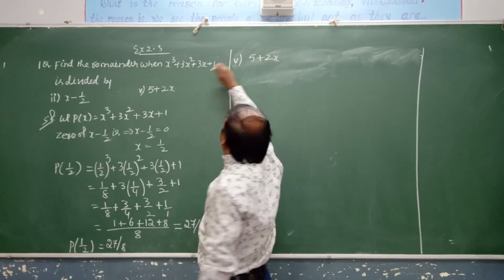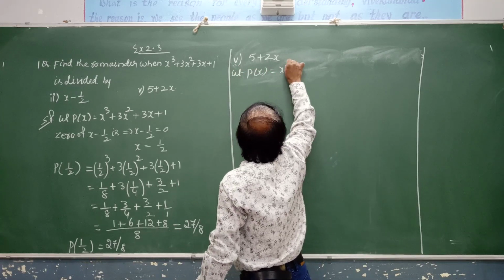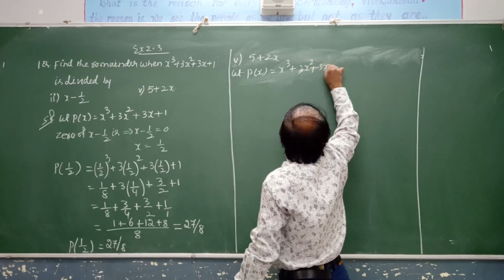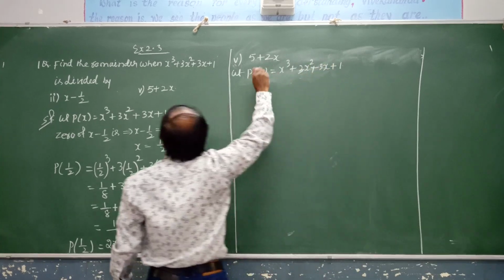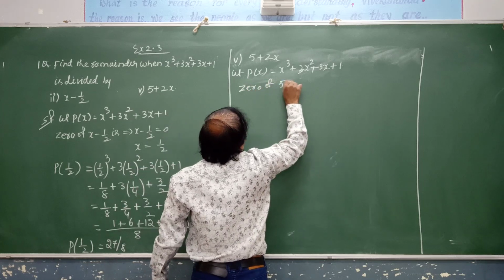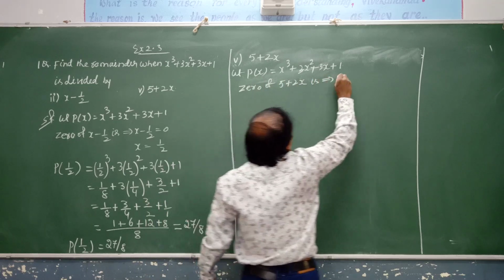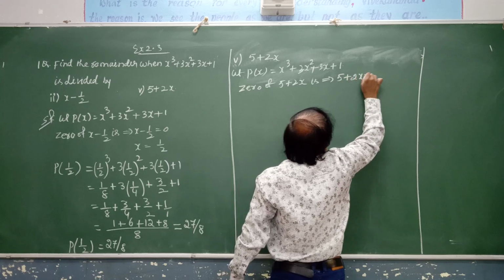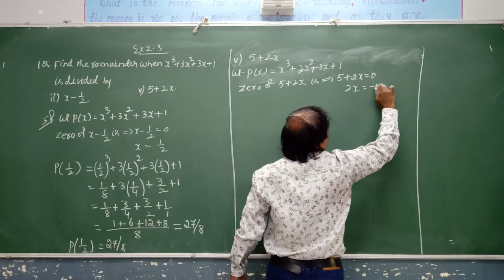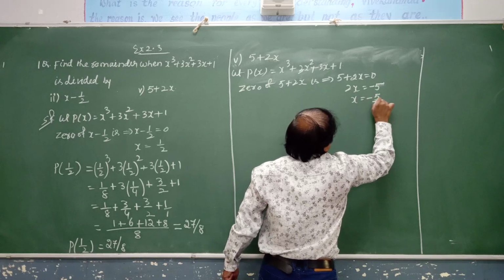Again the polynomial is the same, that is p of x. Let p of x be equal to x cube plus 3x square plus 3x plus 1, as we are finding the zero of 5 plus 2x. The zero of 5 plus 2x implies 5 plus 2x is equal to 0, then 2x is equal to minus 5. Transpose minus 5 to this side, plus 5 to this side, it becomes minus 5, then x is equal to minus 5 by 2.